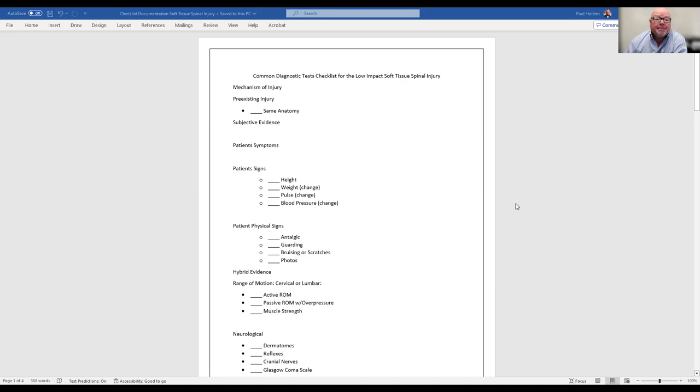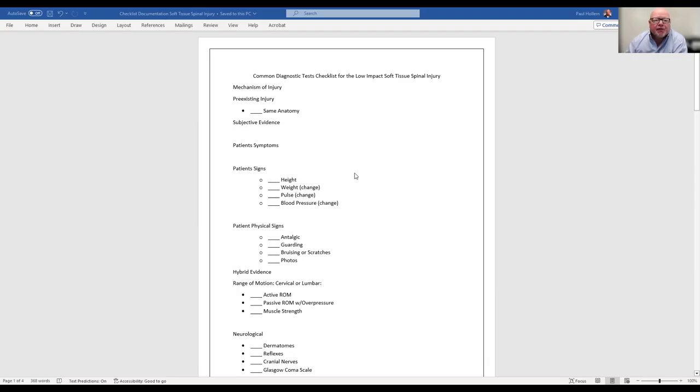So having said that, with the mechanism of injury, we'll make sure to evaluate if there's a pre-existing injury. Remember, when we do that, was it the same location? What was the intensity? What was the frequency? Did it affect any ADLs? And did they have it within the last 12 months? So let's say there was not. Let's say that there was no pre-existing.